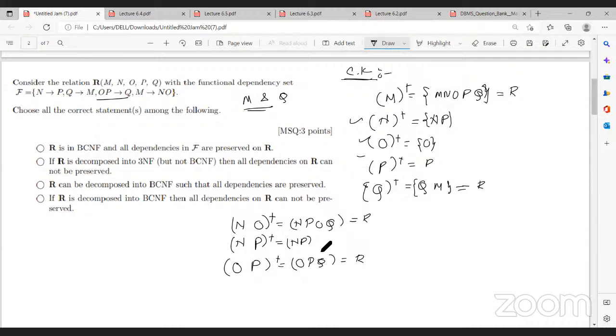So here we have 4 candidate keys, that is M, Q, NO, and OP. Is any other combination possible? For that we need to check. Anyone? A combination of 3 attributes or 4 attributes. M is done, Q is done, N is done, O, P, Q. If you take any other combination, it will be a super key, not a candidate key. So these 4 are my candidate keys.